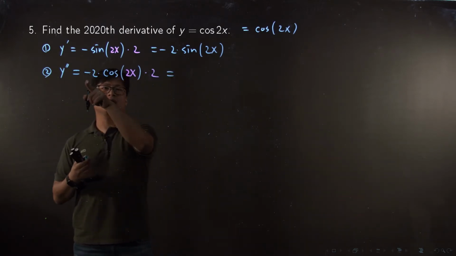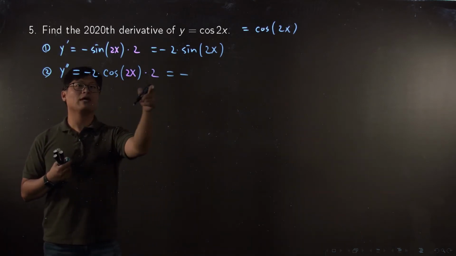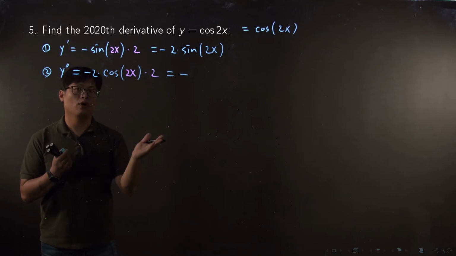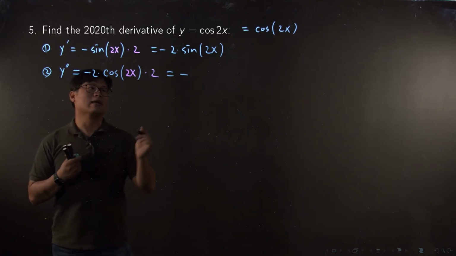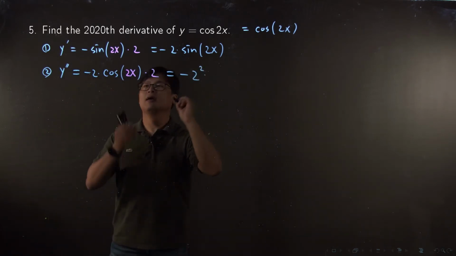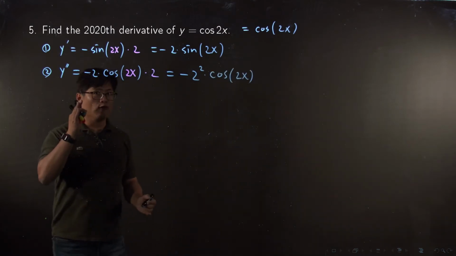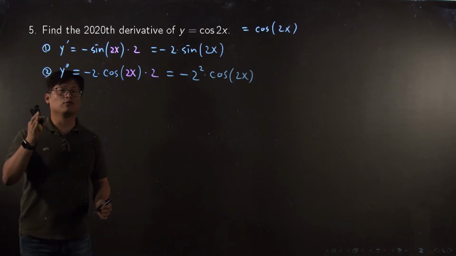The coefficient sign is negative. Coefficient 2 times 2 is, I know, 4, right? But we are not going to write 4, we're going to use 2 squared instead, because we have to find the pattern. Then your function is cosine 2x. Don't forget, don't give up. And you have to do 2 more.